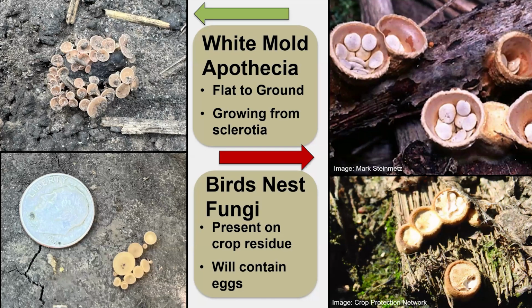Now, white mold apothecia typically develop in clusters much smaller than bird's nest fungi, and they do not have these eggs inside of them. You can see this picture on the bottom left is apothecia forming next to a dime, just showing how small these structures actually are within a field setting.